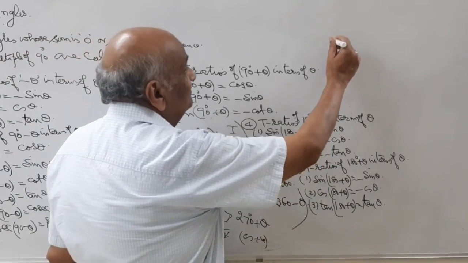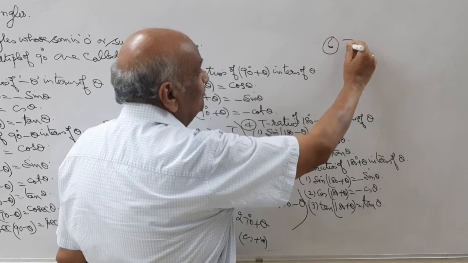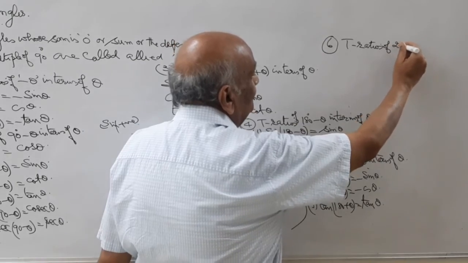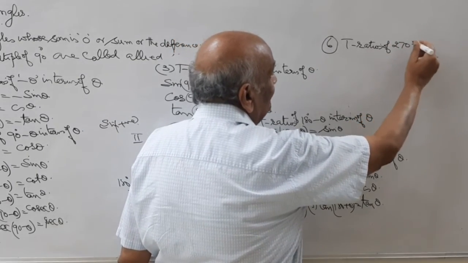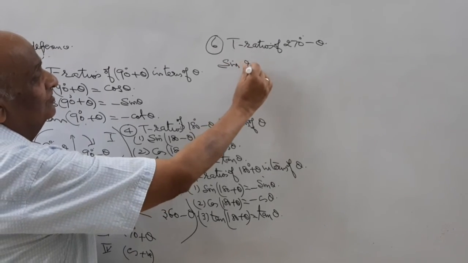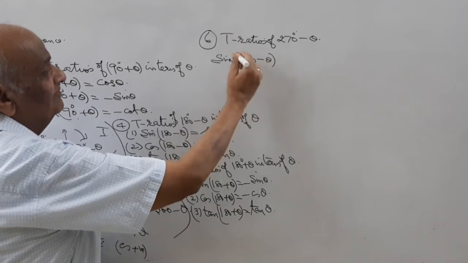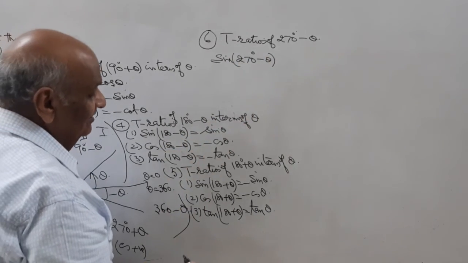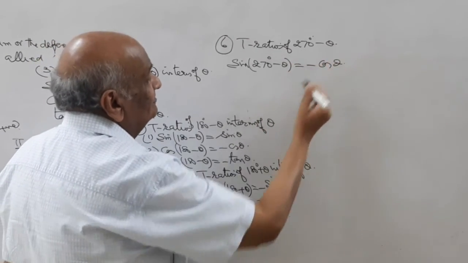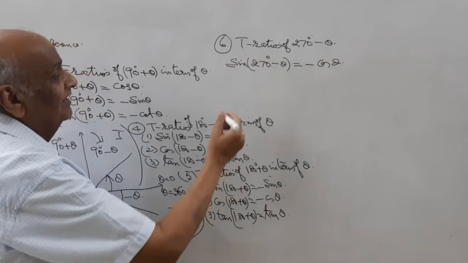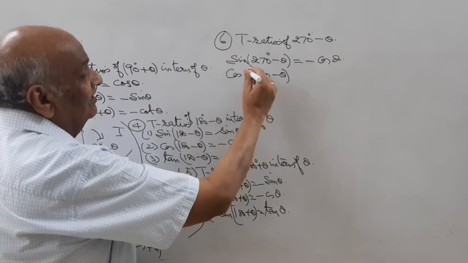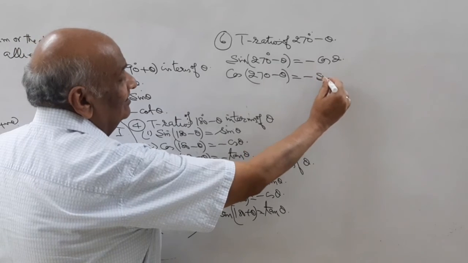The next is the sixth case, T ratios of 270 minus theta. Look, sin 270 minus theta. That means an odd multiple of 90, third quadrant, sign is negative, it will be minus cos theta, because odd multiple of 90. Check it out, note it very carefully.